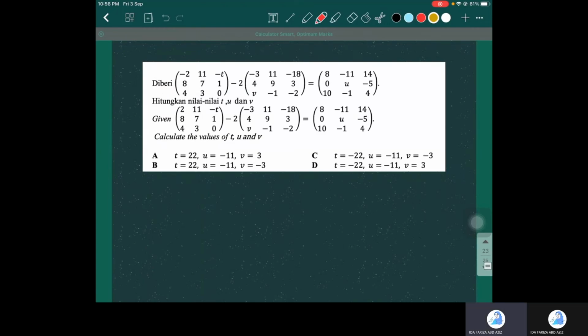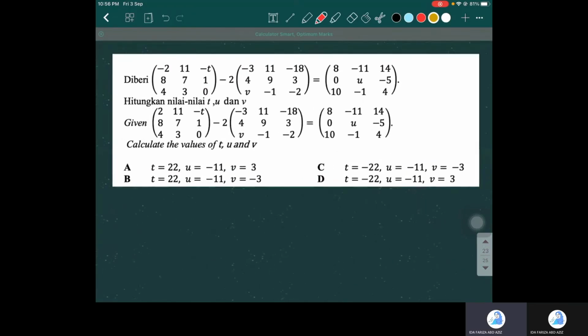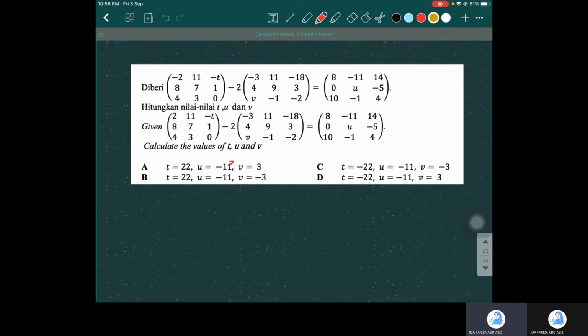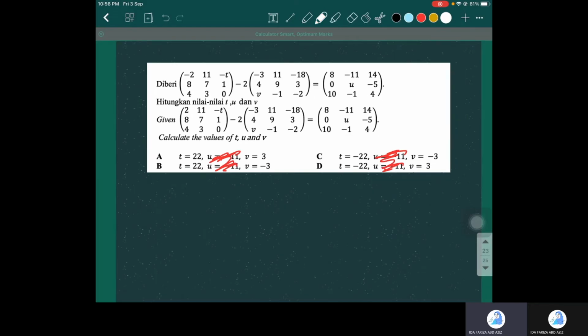Okay, let's move on. More matrices question. Okay, kalau kita tengok soalan ni, pilihan jawapan kita, okay, kita tengok dulu pilihan jawapan. Bila jawab paper 1, tengok U, I nampak U ni semua sama. Semua negative 11. Jadi untuk U tak payah kira dah. Tinggal lagi kira untuk T dengan V sahaja. Okay, kira untuk T dengan V sahaja.